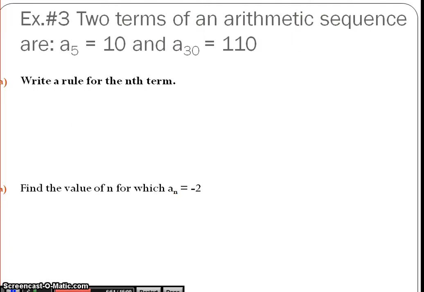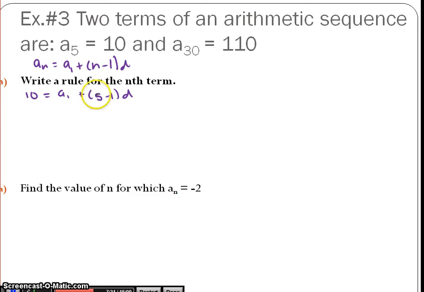Here it says two terms of the arithmetic sequence are these two. So we're going to do the same sort of thing. We're going to write up a system of equations. So I have a sub n is a1 plus n minus 1 times d. So my a sub n with this first given information is 10 is a1 plus n. When I plug in 10, that was my 5th term, times d. I don't know that. Two unknowns. So if you have two unknowns, you need two equations.